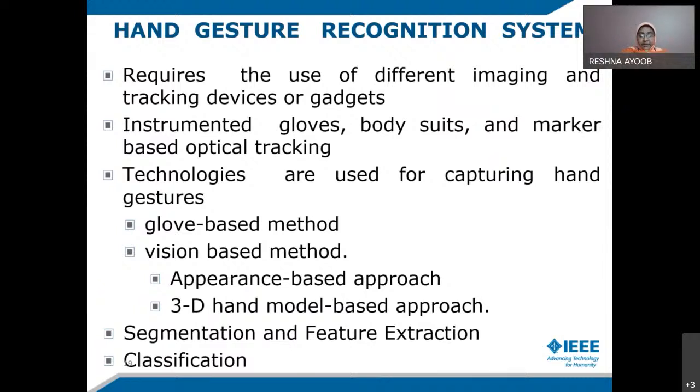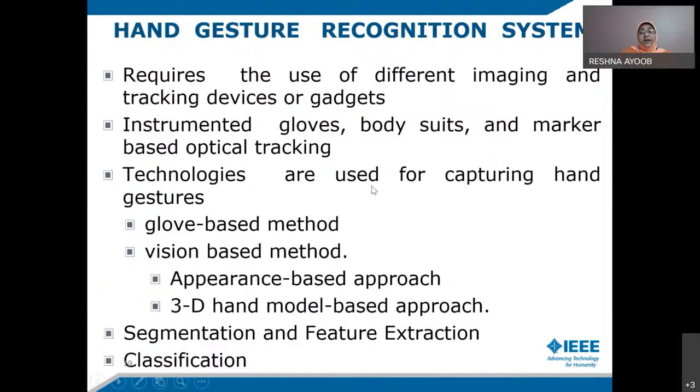So for recognizing or taking the image, we require the use of different imaging and tracking devices or gadgets. These include instrumented gloves, body suits, and marker-based optical tracking. Traditional 2D keyboard, pen, and mouse-oriented graphical user interfaces are not suitable for working in virtual environments. Rather, devices that sense body position and orientation, speech and sound, facial expression, etc. Different aspects of human behavior or state can be used to model communication between human and environment. Each sensing technology varies along several dimensions, including accuracy, resolution, latency, range of motion, user comfort, and cost.